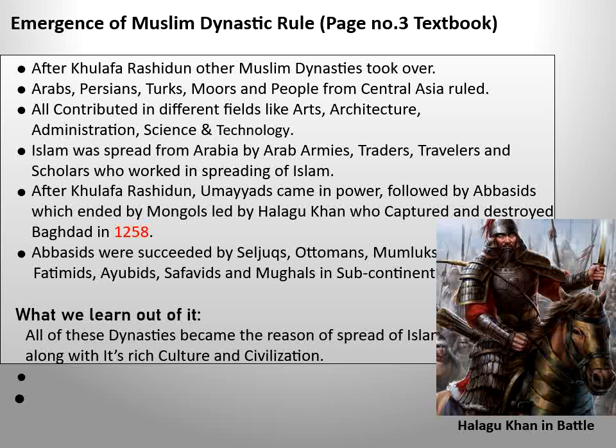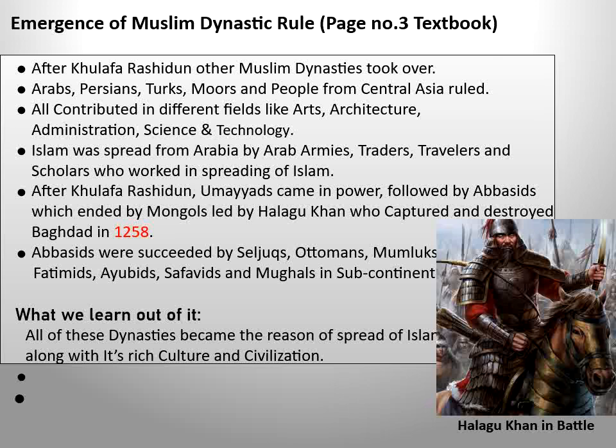In order to make it more productive, I want you to take your textbooks in front of you, page number 3, so that you can understand what I'm discussing. Abbasids were succeeded by Seljuks, Ottoman Empire, Mamluks, Fatimids, Ayyubids, and Safavids, and Mughals in the subcontinent in particular. All of these dynasties became the reason for the spread of Islam, along with its rich culture and civilization. Wherever Islam spread, the people who went there carried the message of Islam with them.